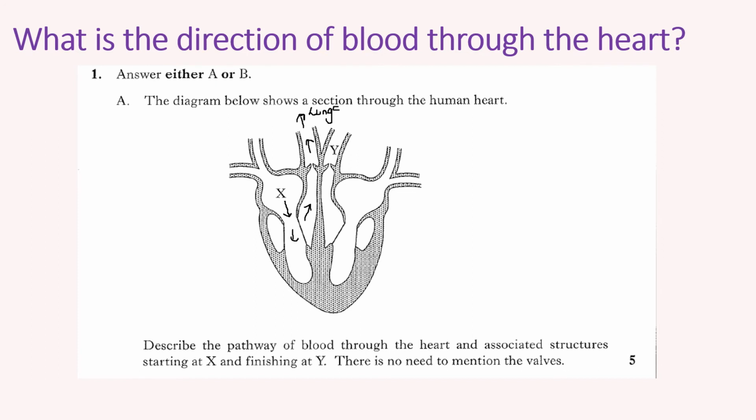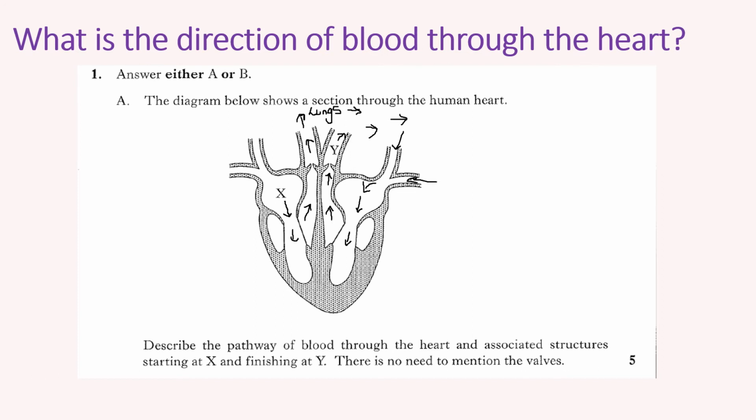The blood would then get oxygenated at the lungs, and then it would come through the pulmonary vein into the left atrium, down to the left ventricle. So again, well done if you're managing to get all of this correct. And then it would go up through Y, which is the aorta, and it would go to the rest of the body.